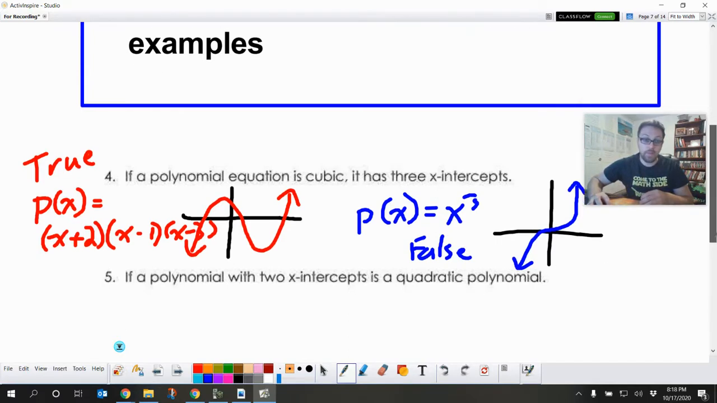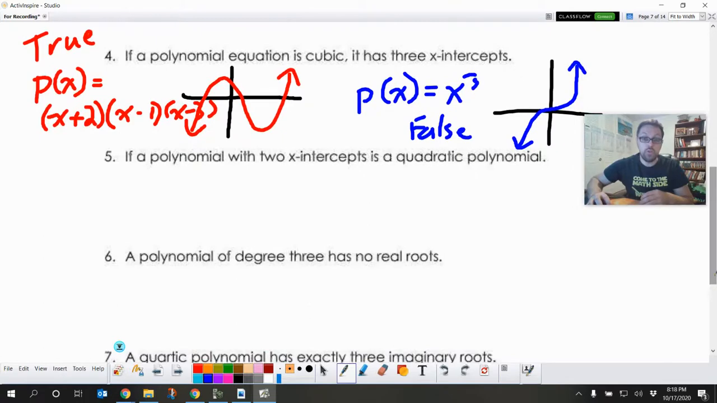All right. How about this one? A polynomial with 2 x-intercepts is a quadratic equation. So it's got 2 x-intercepts, and all it's got to do is touch the x-axis 2 times. Can you touch the x-axis 2 times and not be degree 2? Is what this question is really asking.